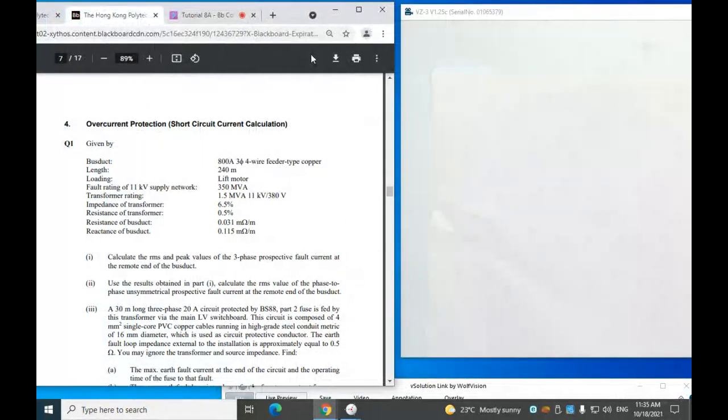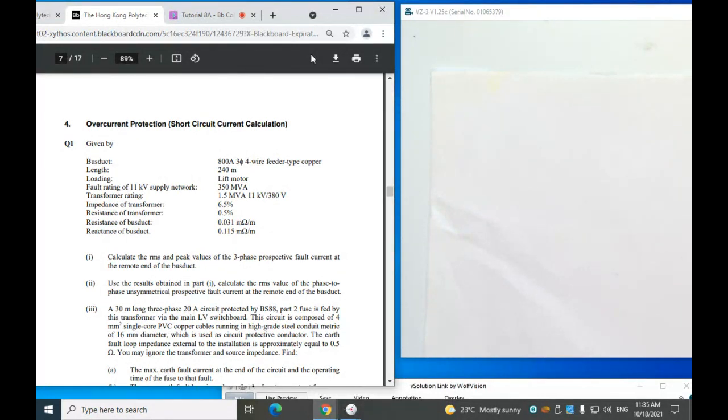Okay, so we have two questions to discuss. Basically we want to do the calculation for three-phase fault current and earth fault current. We have two different approaches, the calculation methods, and we will illustrate those methods by using the tutorial questions here. So let's look at the first question.